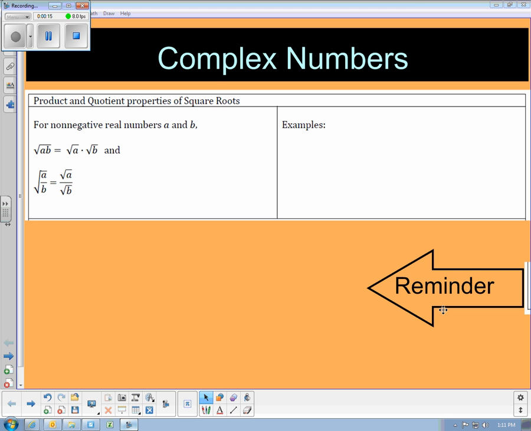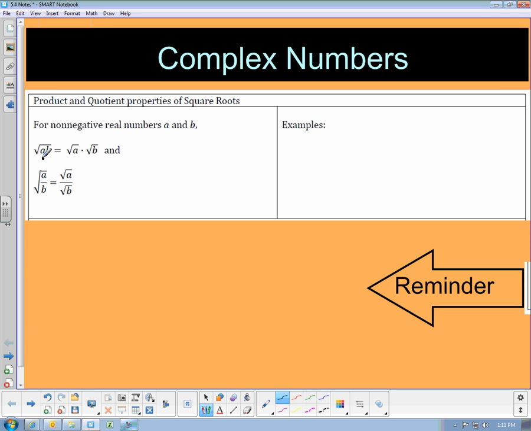Okay, so if we think about non-negative real numbers underneath a radical sign, like the square root of a times b, I can split that up into the two factors as the square root of a and the square root of b. As an example, the square root of 9 is equal to the square root of 3 times the square root of 3. Or the square root of 16 is equal to the square root of 4 times the square root of 4, which is 2 times 2, which is 4. So I can break apart numbers into their individual factors.